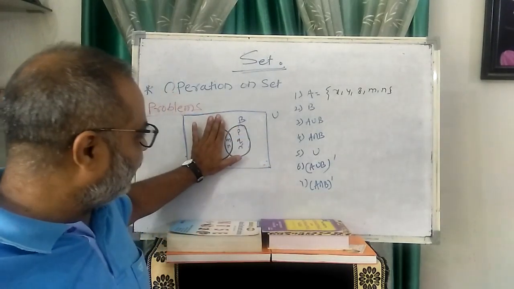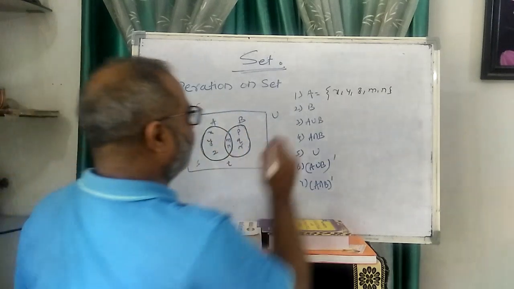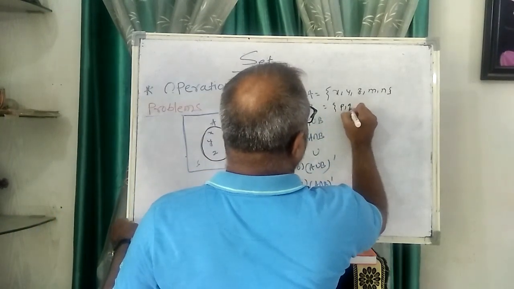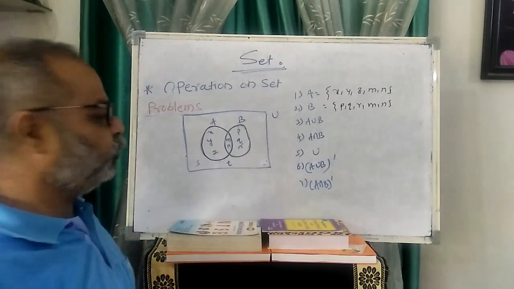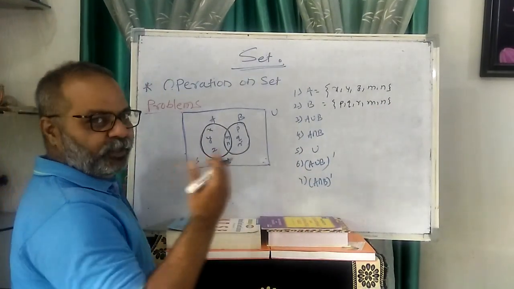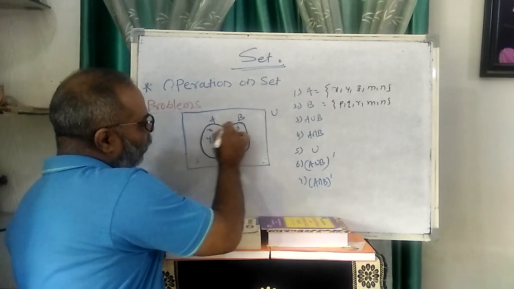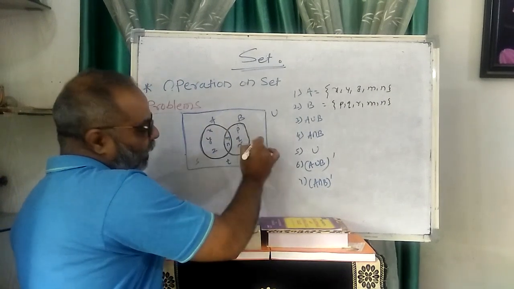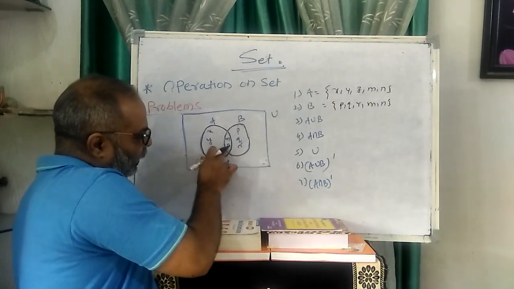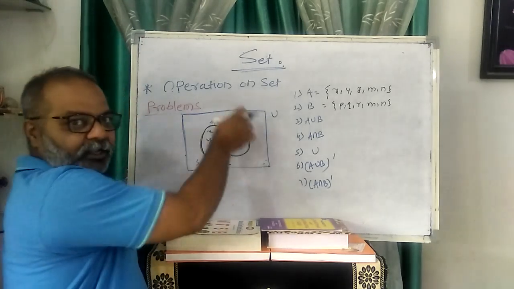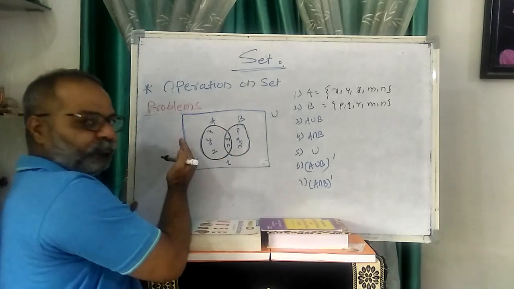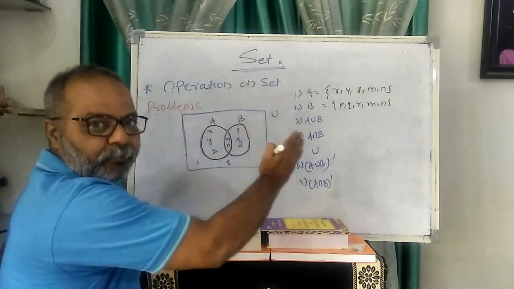So I just hide A. This is set B. Set B contains P, Q, R, M, N. Now, the next part is A union B. As we explained before, A union B means all the elements present in this part: A only, the intersection, and B only. So A union B contains the three parts: A only, the intersection part and B only.